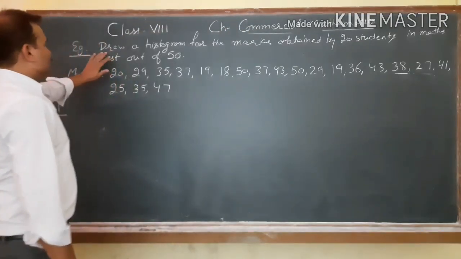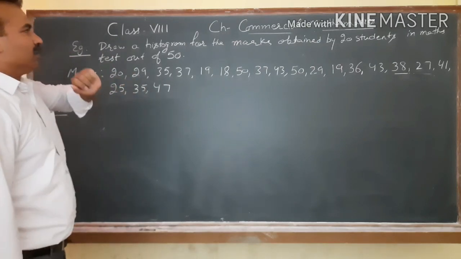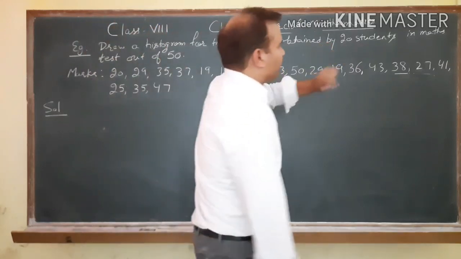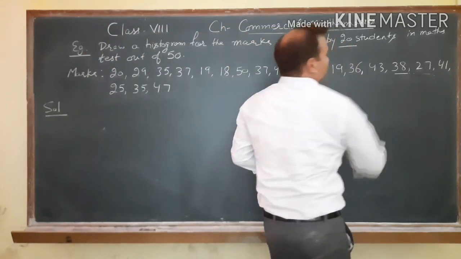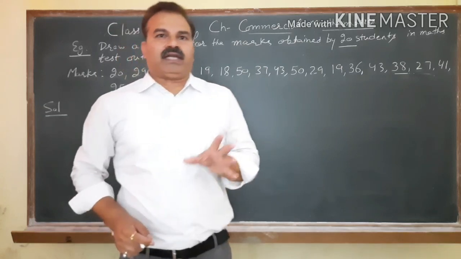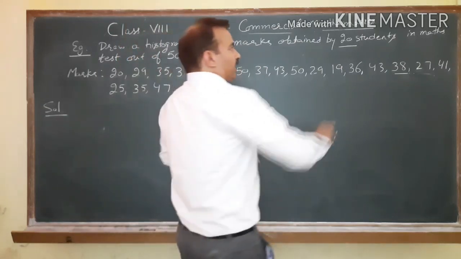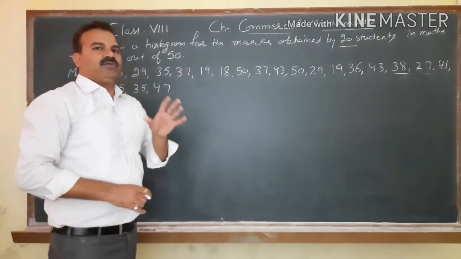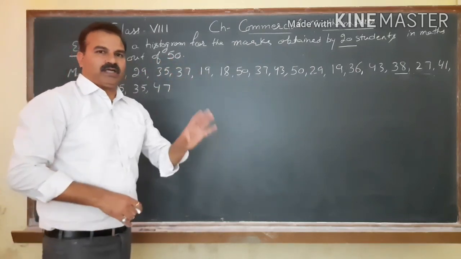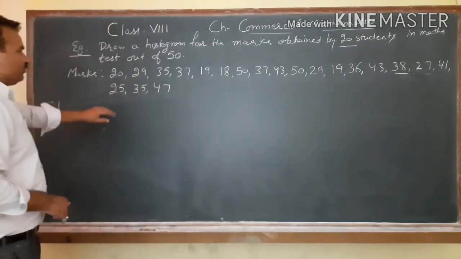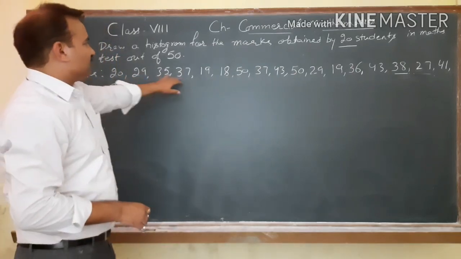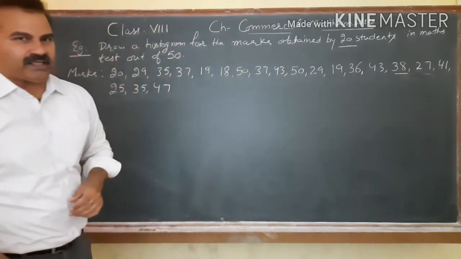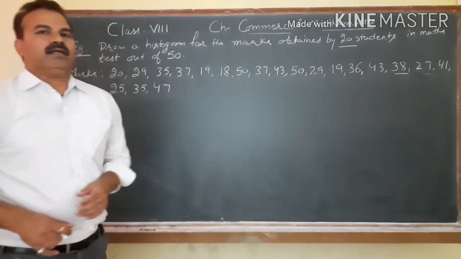Now let us look at this example for the histogram. The question says draw a histogram for the marks obtained by 20 students. Number of students is 20, so whatever data we have collected, that is 20 numbers, in a maths test out of 50. The maximum marks is 50, but the number of students is 20. The data given is 20, 29, 35, 37, 19, 18, 50, 37 and so on, and the last is 47. These are 20 numbers.